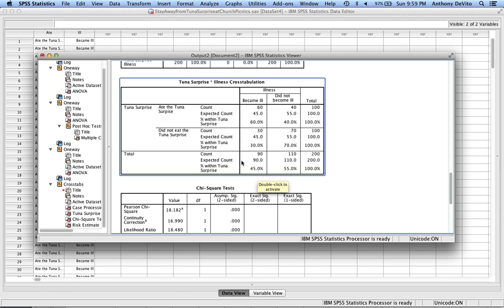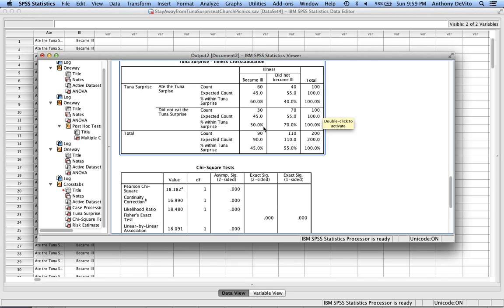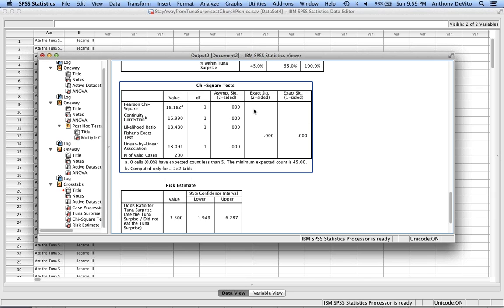Our overall rate of getting ill was 45%. What are our expected values? 45, as we did before, and 45 here, because the sample sizes are the same, 55 and 55. So they summarized it in a single table, but they got the same results as we did. Okay, so now I'm going to go down to this other table where it actually performs the tests.